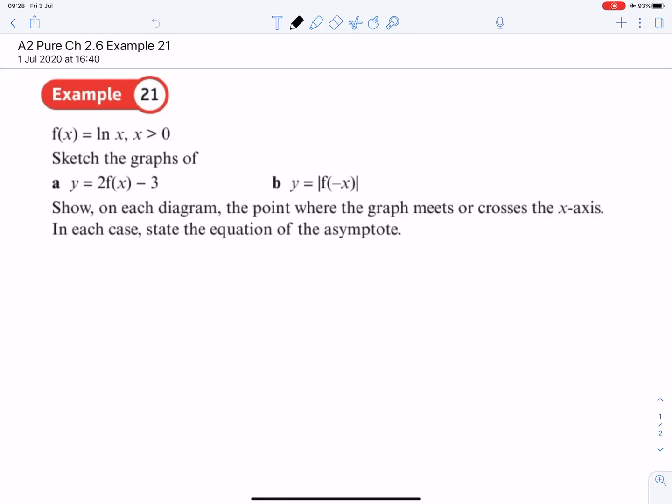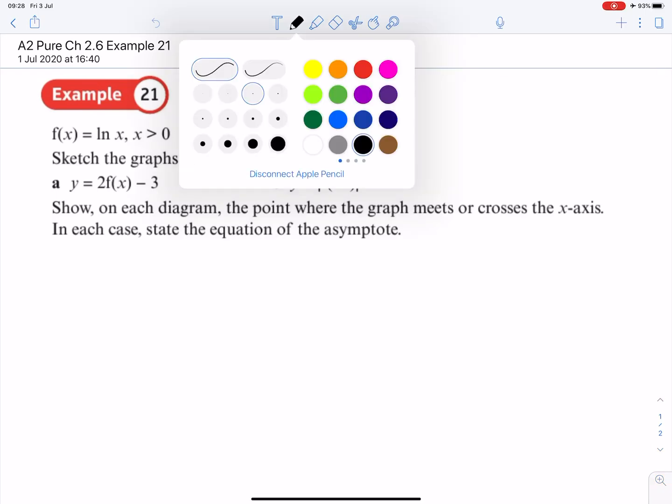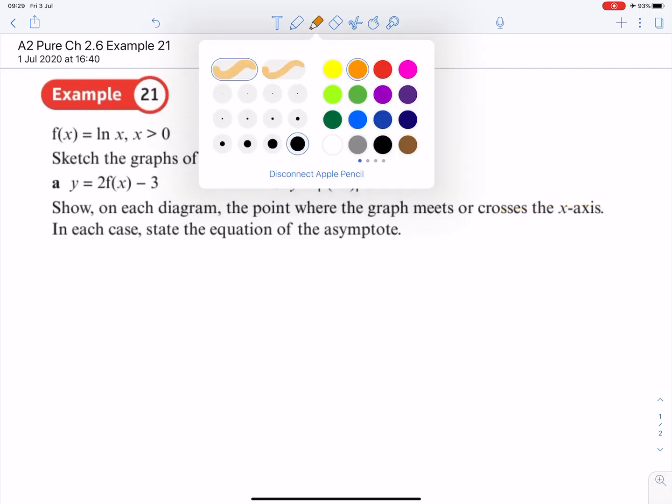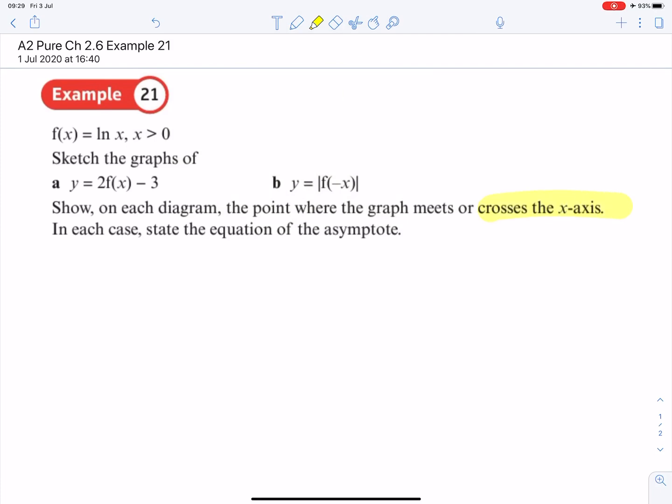So here we go, chapter 2.6, example 21. f of x equals ln of x for x greater than 0. Sketch the graphs of a, y equals 2f of x minus 3 and b, y equals the modulus of f of minus x. Show on each diagram the point where the graph meets or crosses the x-axis. In each case, state the equation of the asymptote.